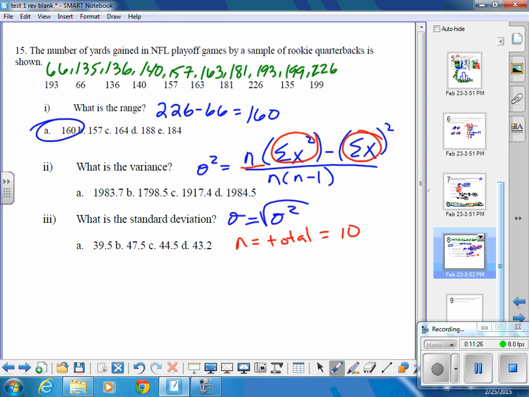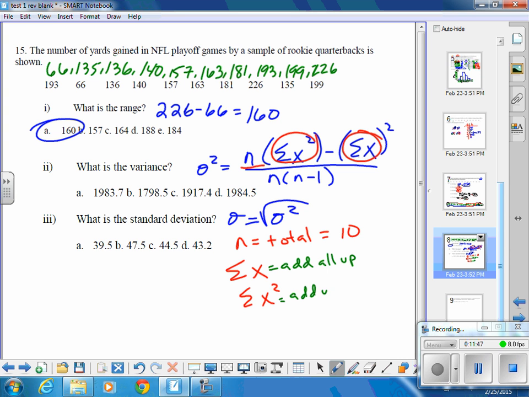All right, this thing, this big weird looking E, you have sum of x like this, and then you have sum of x squared. Now these are two different ones, okay? This is the sum, so this one you add them all up, and then this one you're going to add up all the squares.